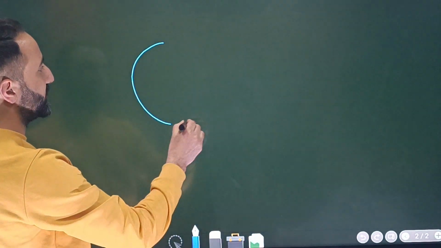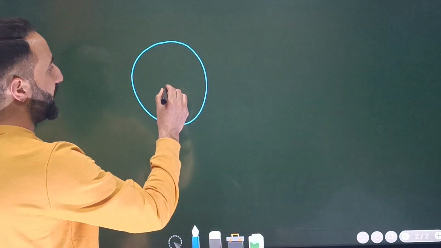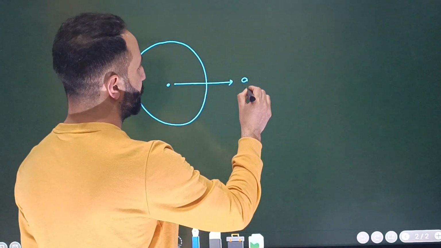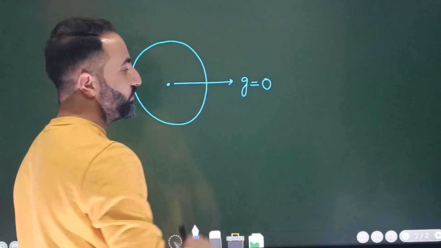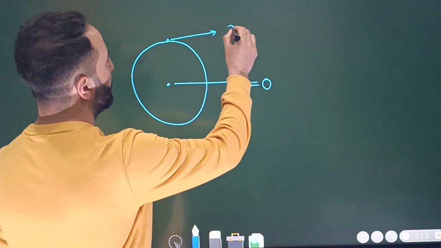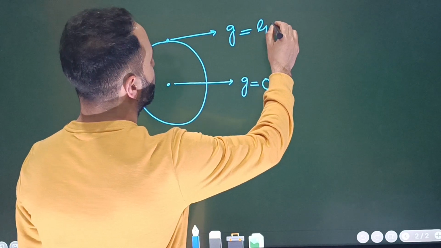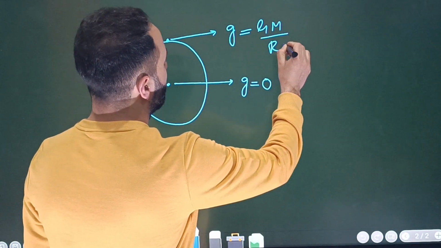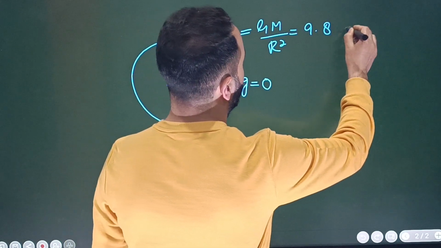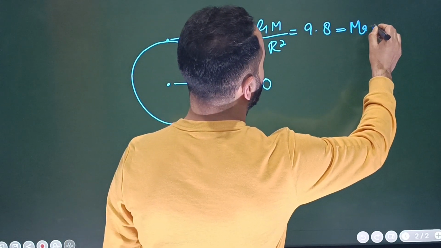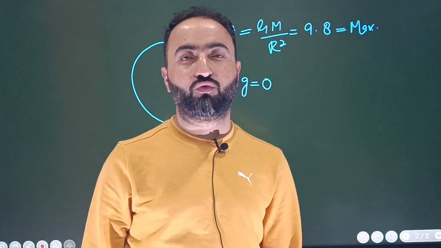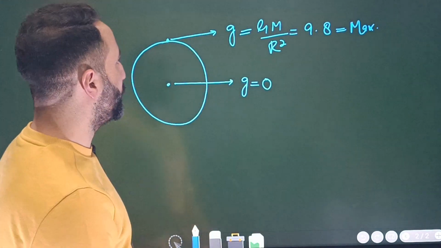So for example, this Earth. Now this is the center of Earth. At the center of Earth, the acceleration due to gravity is equal to 0. The acceleration due to gravity on the surface of Earth, you know, is equal to GM divided by R square, and this value comes out to be 9.8 meter per second square. This is the maximum possible value of the acceleration due to gravity, and that too on the surface of Earth.